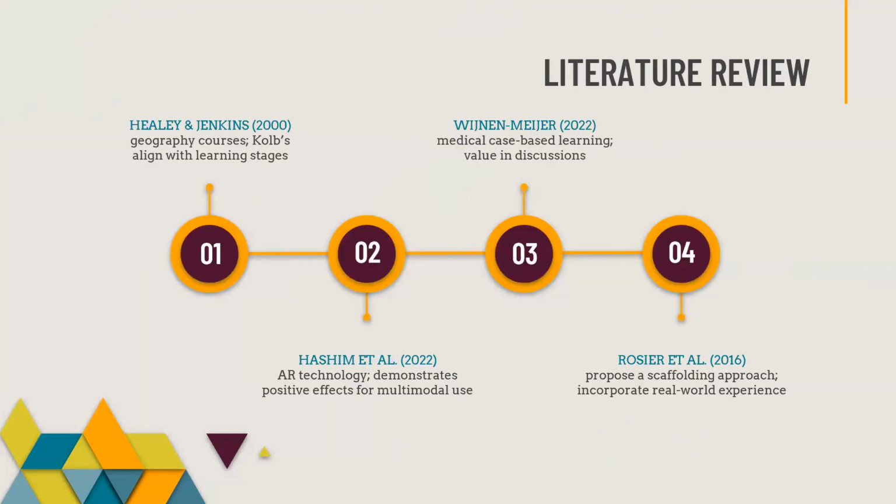So taking a look at the literature review that was explored, we explored the implementations and applications of Kolb's theory in various educational settings, highlighting its potential for enhancing learning outcomes and providing guidance for instructional design and professional development programs. So Healy and Jenkins 2000 highlighted how Kolb's experiential learning theory can be applied in the design of geography courses, demonstrating how each stage of the learning cycle corresponds to specific learning stages.